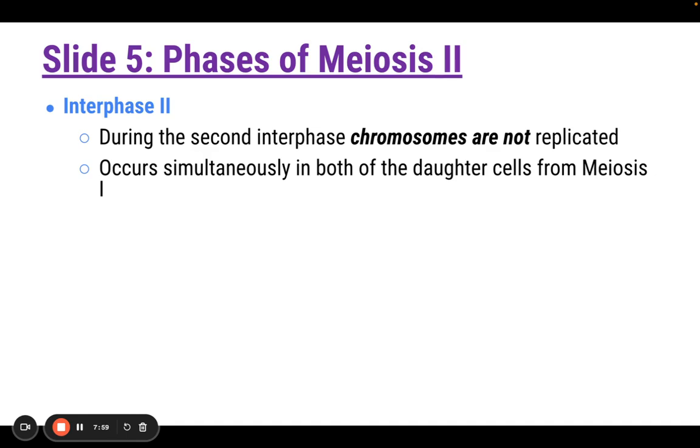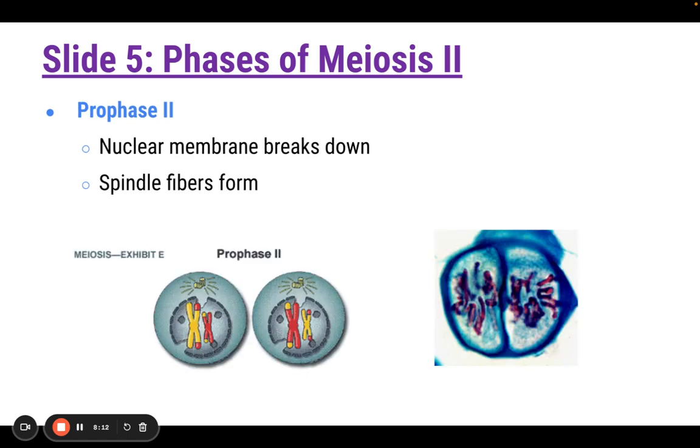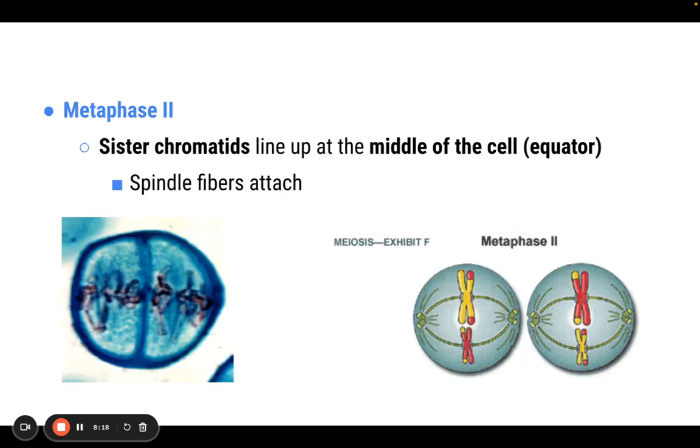Interphase 2 is a little different from interphase 1 in that during the second interphase, chromosomes do not get replicated. There is no synthesis phase here. The cells just grow and prepare for prophase 2. In prophase 2, the nuclear membrane again breaks down and spindle fibers form. Hopefully, you're starting to see some patterns here.